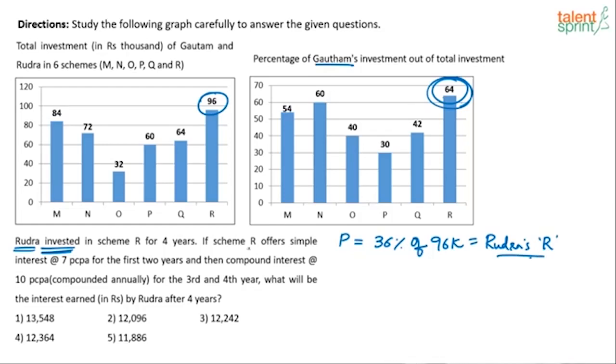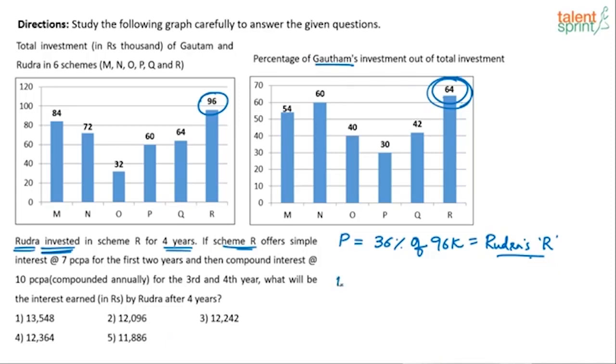Now, this scheme R, he has invested for how many years? 4 years. He has put this amount for 4 years. Scheme R offers 7% per annum for first 2 years, and then it offers compound interest at 10% per annum compounded annually for the third and fourth year. So what will be the total interest earned in the process is the question.